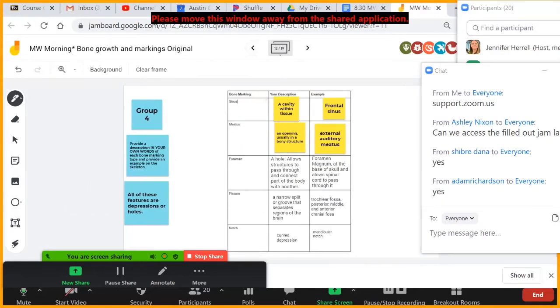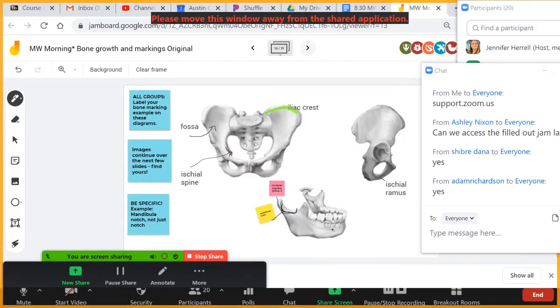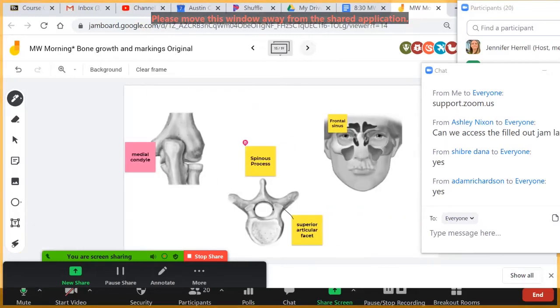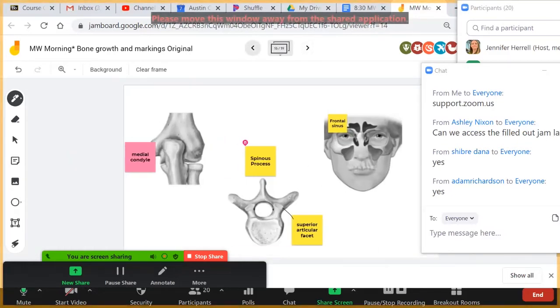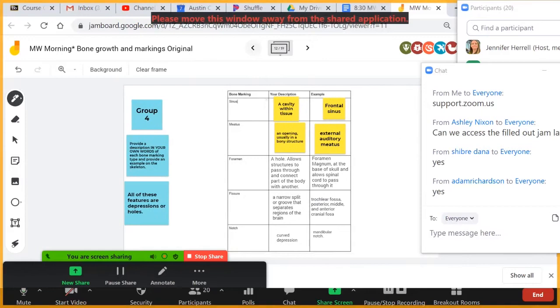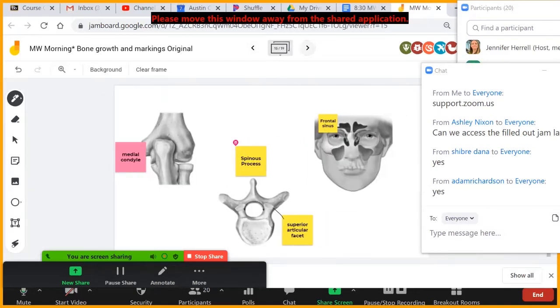A meatus. A meatus is like a canal. It's like a tube. So probably the easiest one to find. Let's see where you guys put it. Temporal bone, mastoid process. Where did you guys put meatus? There is more than one. External auditory canal, I believe. Or the auditory meatus. Let's see if it's labeled.